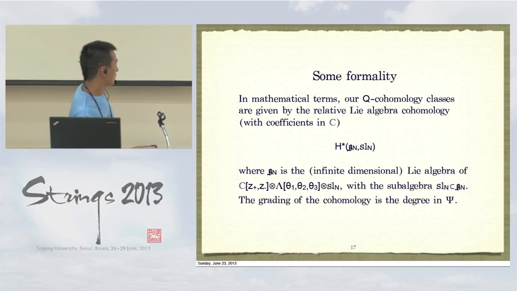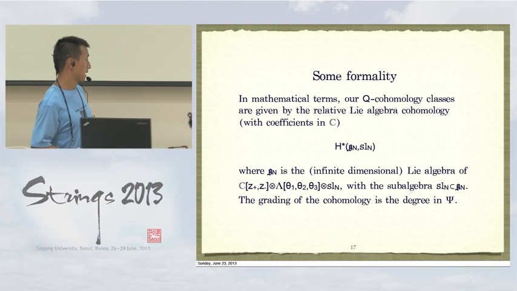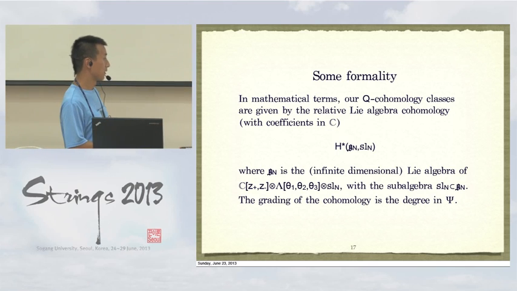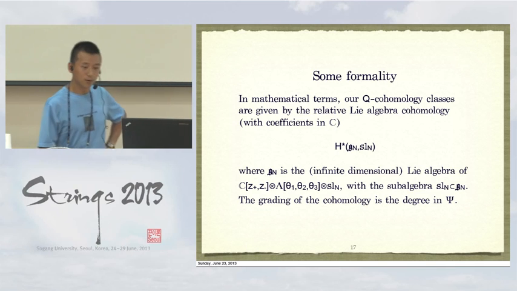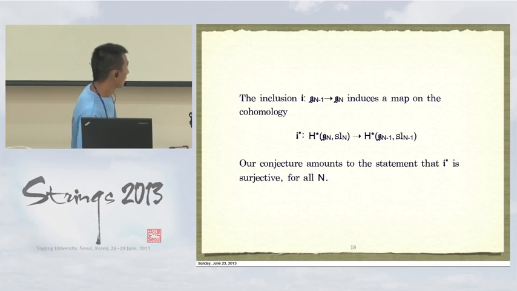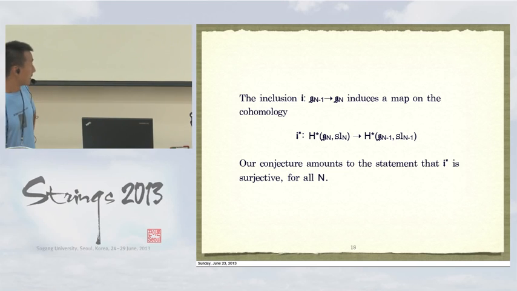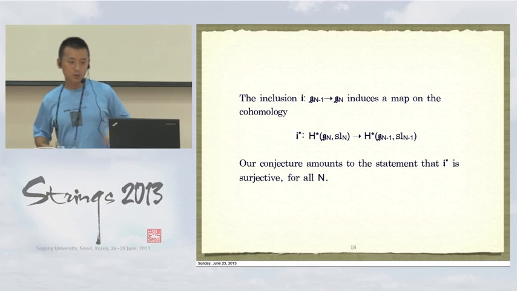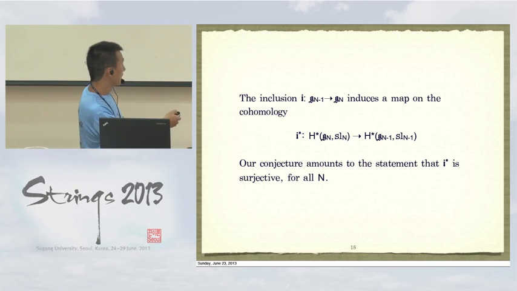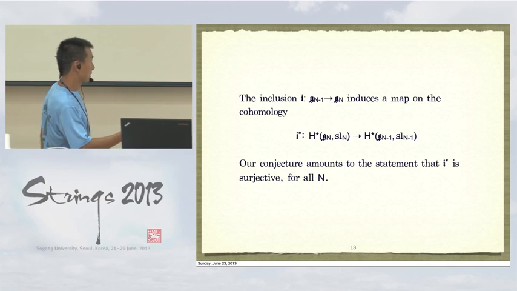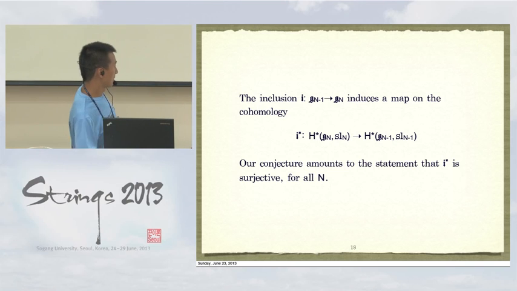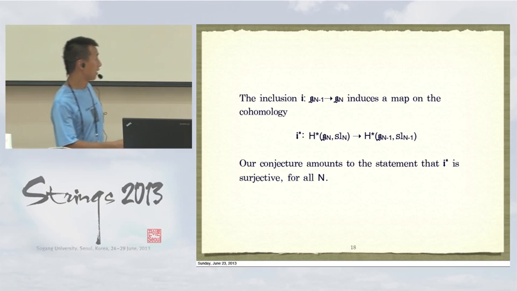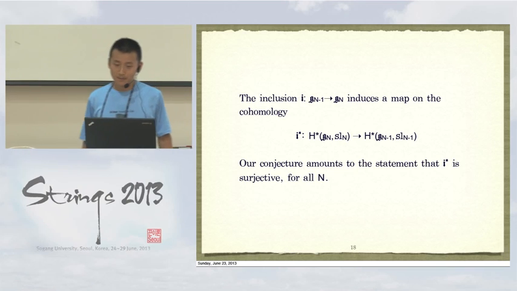And this cohomology group comes with a natural grading, which agrees with the number of degrees, which is the degree in psi in the expression I wrote before. And our conjecture amounts to the following statement. There's an obvious inclusion. If you reduce from SU(N) to SU(N-1), the inclusion of the Lie algebra G_{n-1} into G_n induces a map on the cohomology group in the reverse direction like this, and the conjecture amounts to a statement that this map, I star, is surjective for all n.